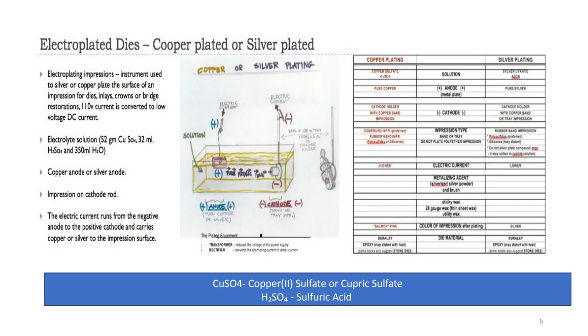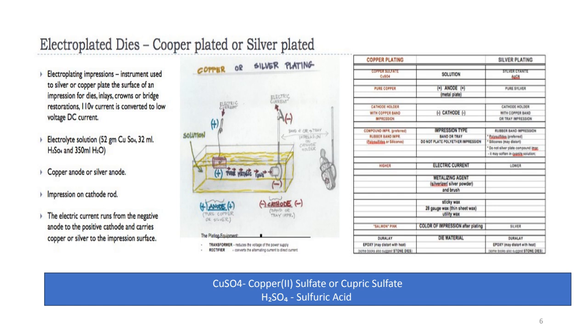So this is how the electroplated dies, the copper-plated or silver-plated dies, take place. Usually in electroplating impressions, they use silver or copper plating on the surface of the impression for dies, inlays, crowns, or bridge restorations. It uses 110 volts current, converted to a low-voltage direct electrical current, okay? And this is submerged in the electrolyte solution.